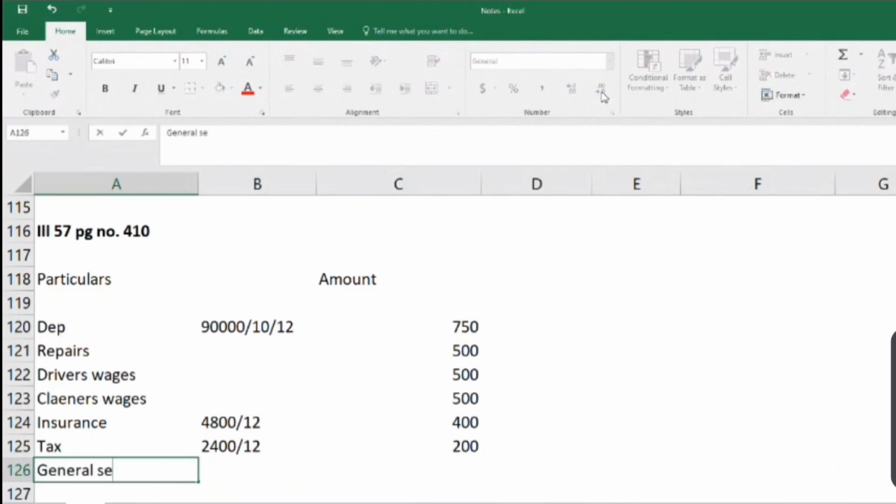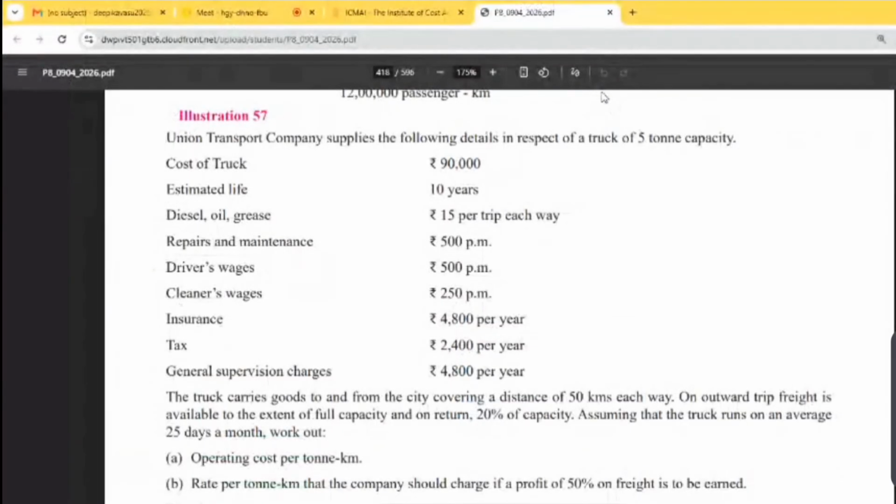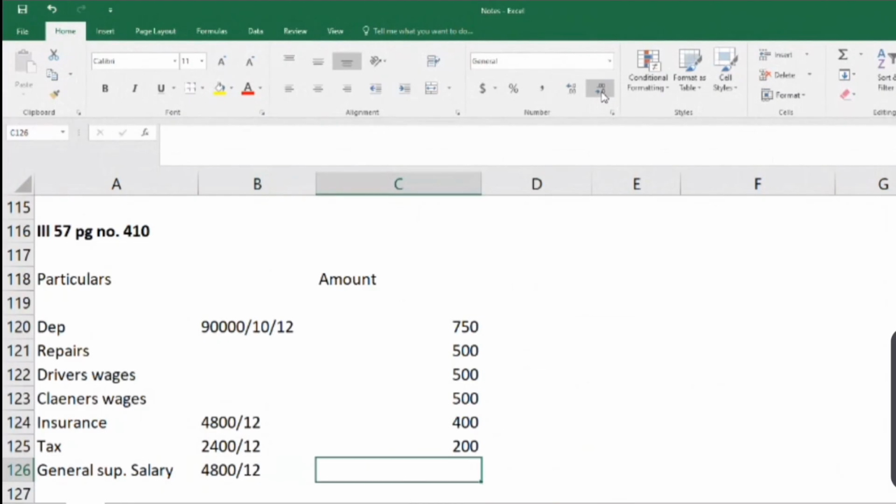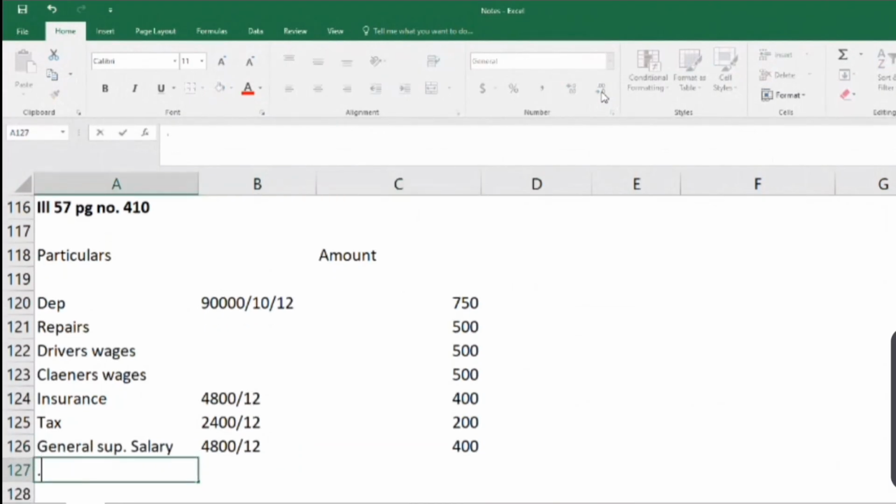Okay, then general supervision salary. Supervisor salary, what they are given? 4,800 per annum. So you will be dividing by 12 to arrive at the per month cost, which is 400.